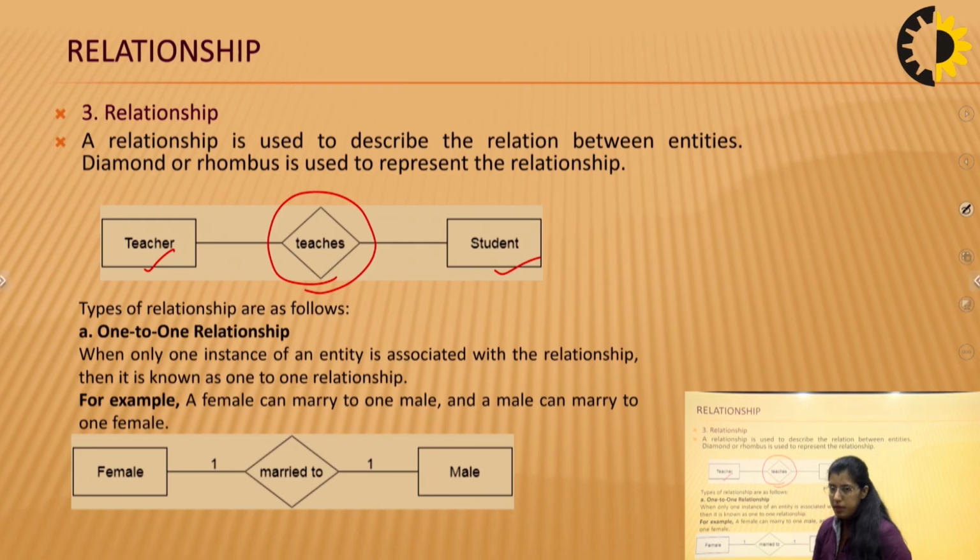Now, there are multiple types of relationships. First one is one-to-one relationship. When only one instance of an entity is associated with a relationship, then it is known as one-to-one relationship. What does it mean? It means a single female is married to a single man at a time. So this represents one-to-one relationship.